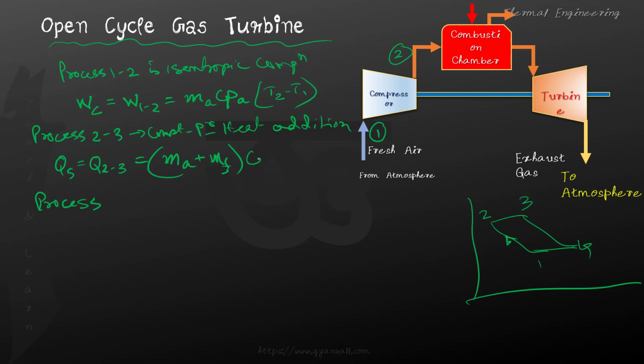Now CP, A we write. Actually, it is no more air. If the fuel is combusted, burnt, then this is no more air. Atmospheric air is in the same property, right? So we can call it a gas. That is why M CPG. So what is this? Specific heat of gas at constant pressure. And other temperature will remain same, T3 minus T2.